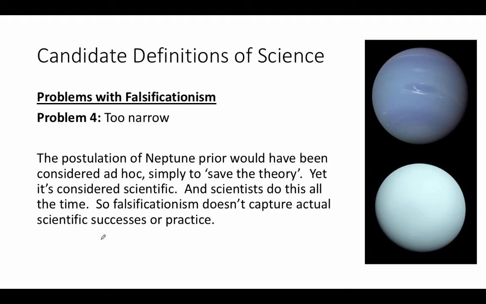And scientists do this all the time. So falsificationism doesn't capture actual scientific successes or practice. Scientists regularly don't give up stuff just because they find something that conflicts with their predictions. They make revisions. And sometimes this leads to new discoveries. If these scientists had faithfully stuck to falsificationism, we may not have discovered Neptune.